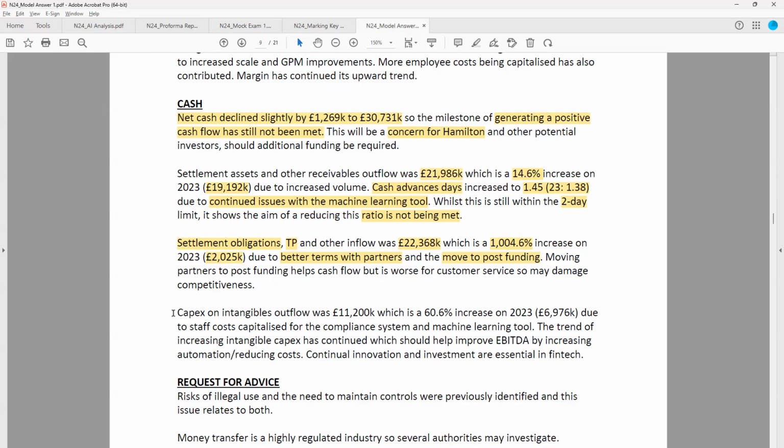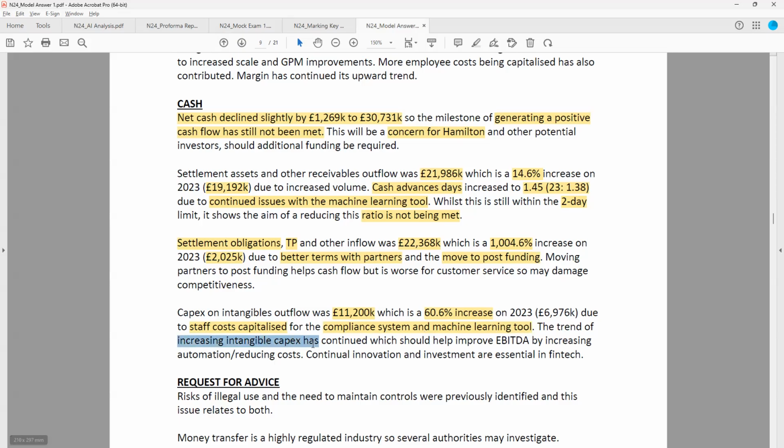So then we've got the capex on the intangibles outflow. We've got this amount as a 60.6% increase on the previous year due to the staff costs which were capitalised for the compliance system and the machine learning tool. Presumably, we're told they've recruited more senior staff to help deal with that, and then we've seen an increased amount of employee expenses capitalised during the year.